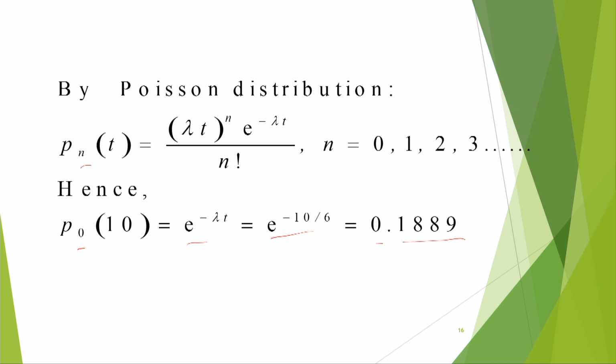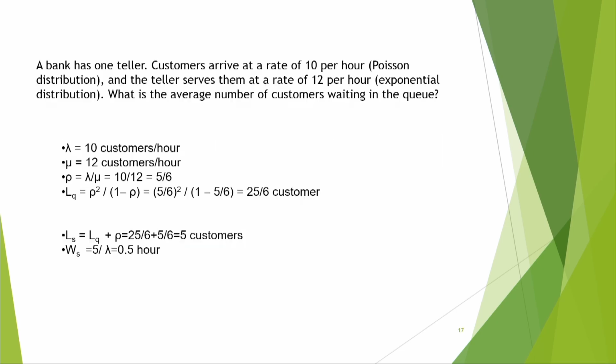Okay. So, this you have done. Okay. And then let us say that we do one problem. A bank has one teller, customers arrive at a rate of 10 per hour, Poisson distribution, and the teller serves them at a rate of 12 per hour, exponential distribution. What is the average number of customers waiting in the queue?